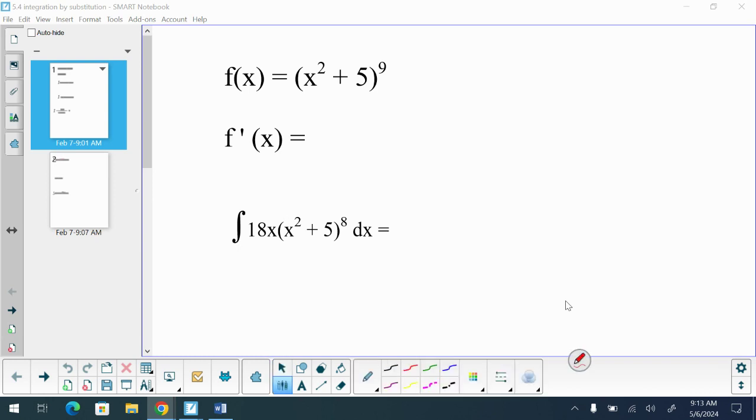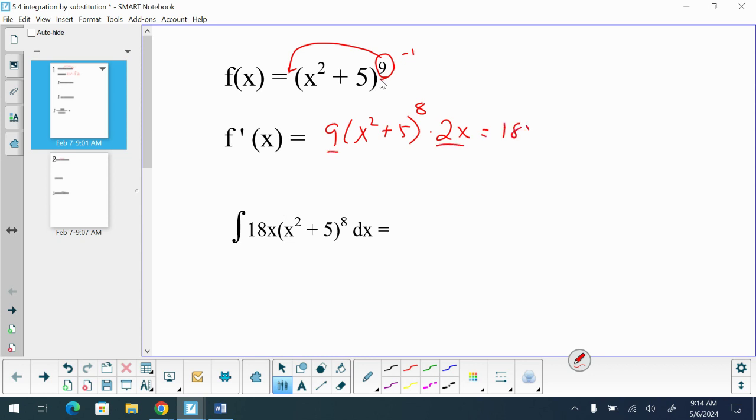And once again, I know we're reliving fond memories from December. We are taking our exponent out front, with x squared plus 5 inside. Drop our exponent by 1 to give us 8. But then we have to multiply by what? 2x. We have to go inside and take our derivative. So we have 2x and 9, which we can combine to 18x. And then we have (x squared plus 5) to the 8th power. So that was our derivative utilizing the chain rule.